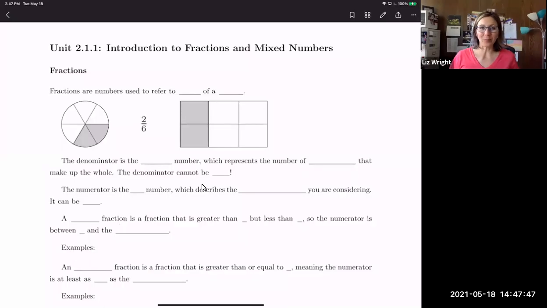Hi, everybody. We are going to get started today on Unit 2.1.1, Introduction to Fractions and Mixed Numbers. Again, this should be our first topic for the MO90 Introductory Algebra class.